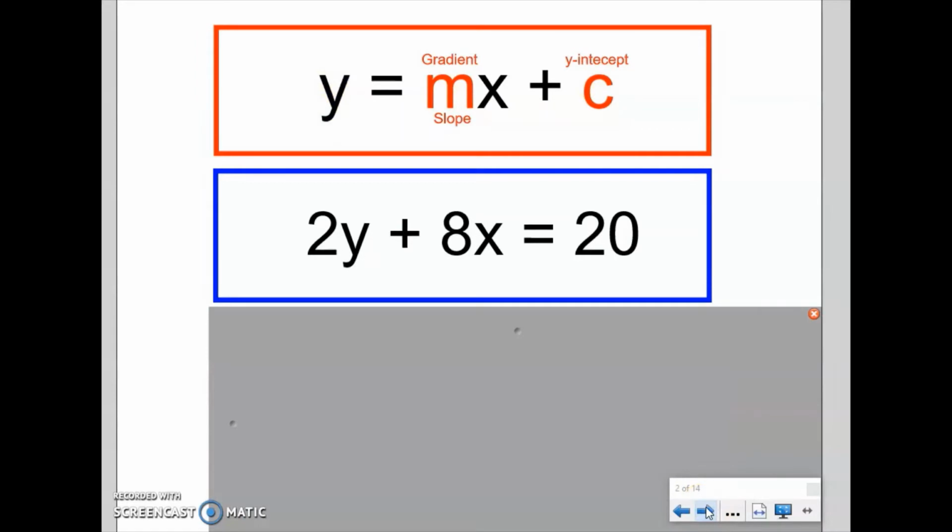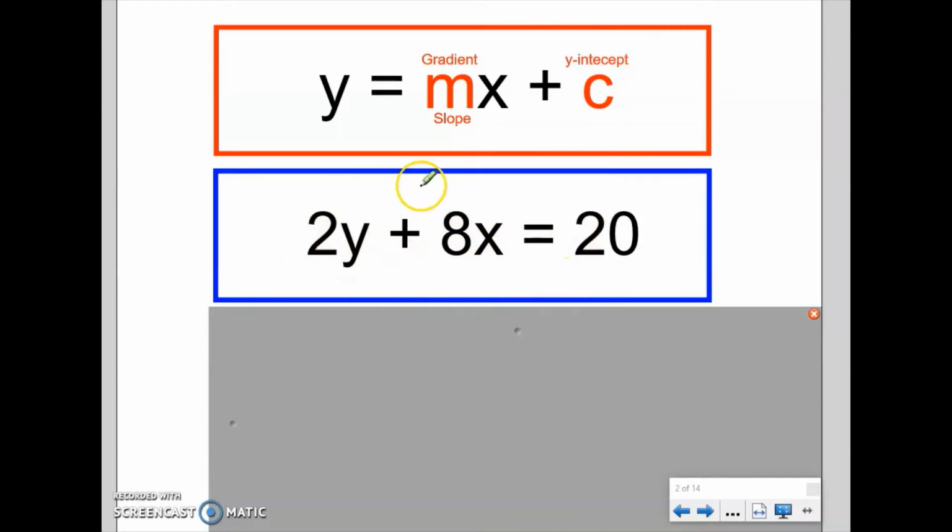Okay, let's have a look at another question. Again, this is what I'm aiming for. I'm aiming to have my equation of the straight line in this order, in this form. At the minute, it is not in the correct order. It is not in the correct form. To start with, I've got two y's, but also my x is on the wrong side of the equal sign. I want the x to move from here to here.